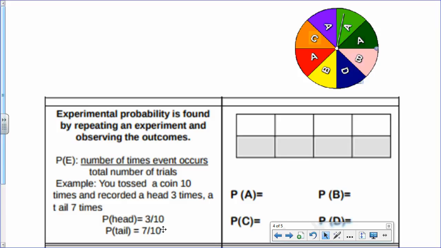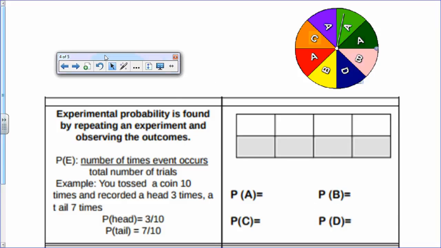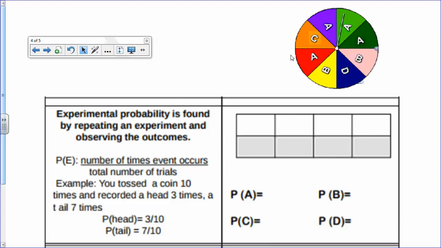Now notice, it doesn't match theoretical. Theoretical said we would get 1/2. Okay? So now we are going to run our own experiment with our spinner. We're going to spin the spinner 8 times and see what letters come up and then find the experimental probability.